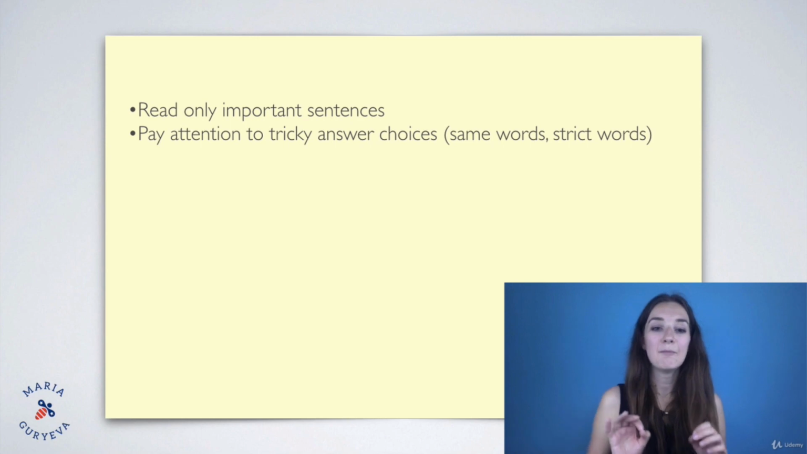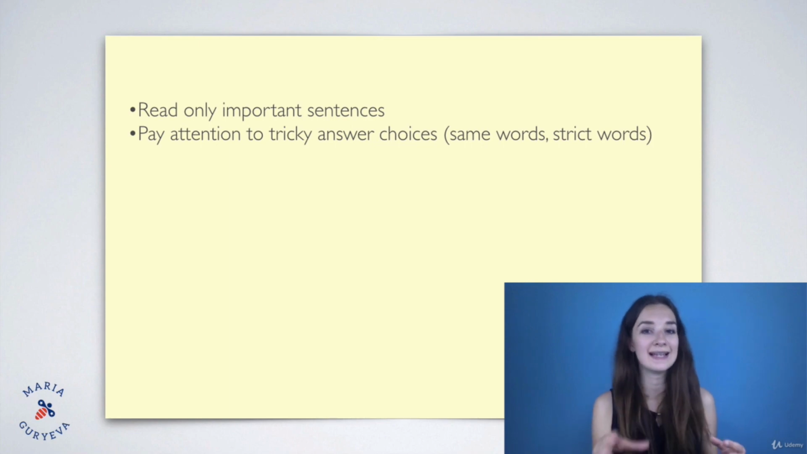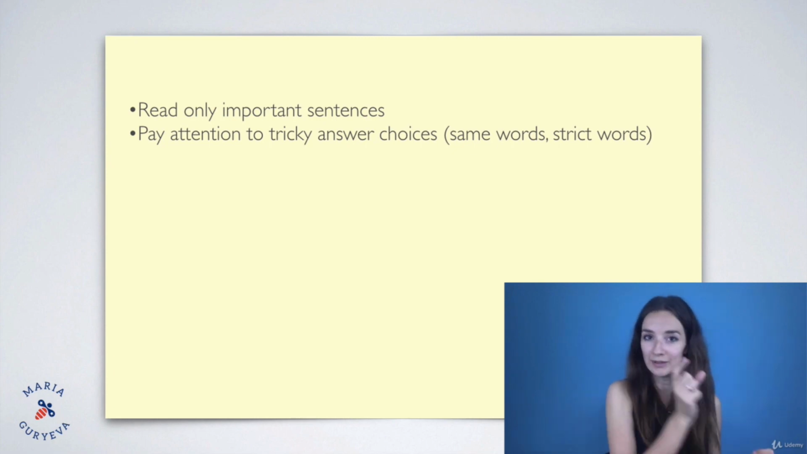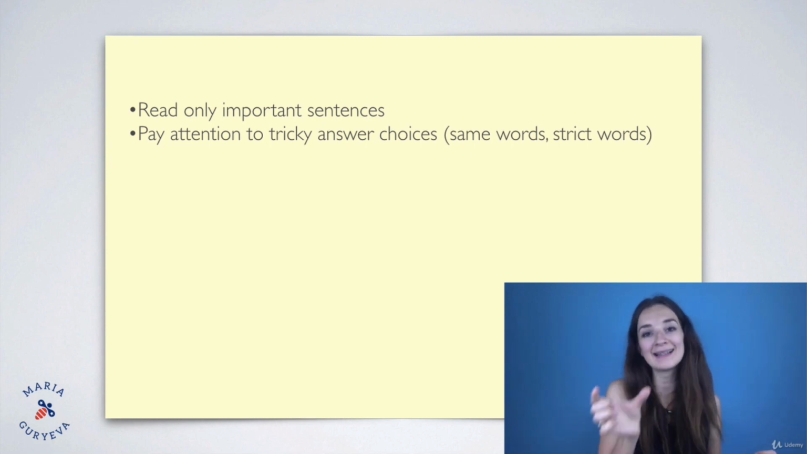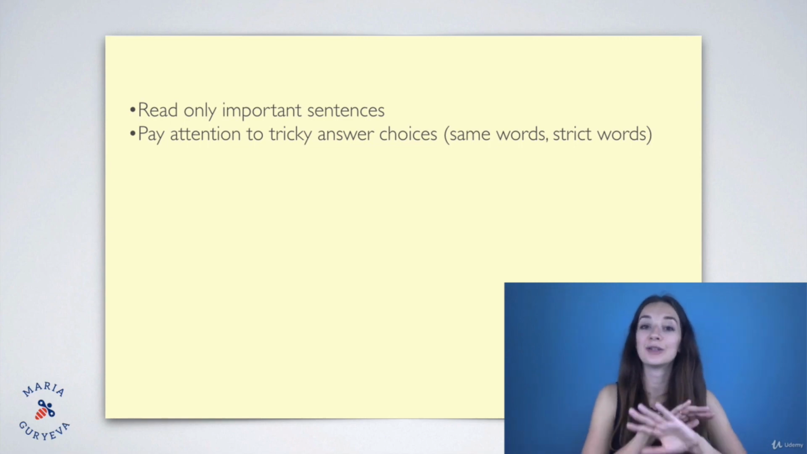The next one, pay attention to tricky answer choices. We also talked about it. We have some tricky answer choices, like the tricks that the test makers use to confuse you. So one of them is same words, when they take the quote from the text and then they put the exact same words to the answer choice, and we know that this means that the answer choice is wrong.